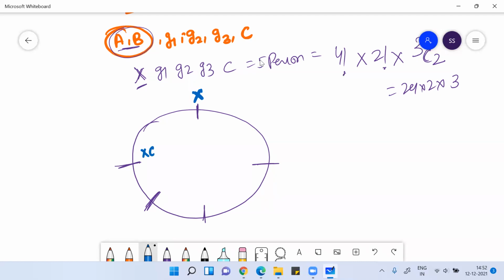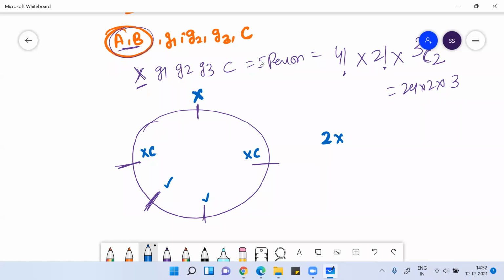Means C cannot come here. C cannot come here. Okay, so C can sit in two ways. So first, X can sit in how many ways? X can sit in one way, any place X can sit. You have 5 persons. Anywhere X can sit. C cannot sit next to the two ladies. So C can sit in only two ways, either here or here.